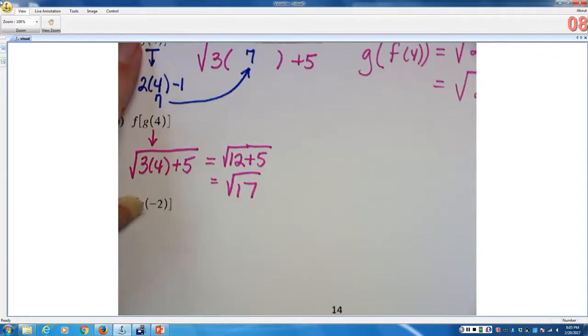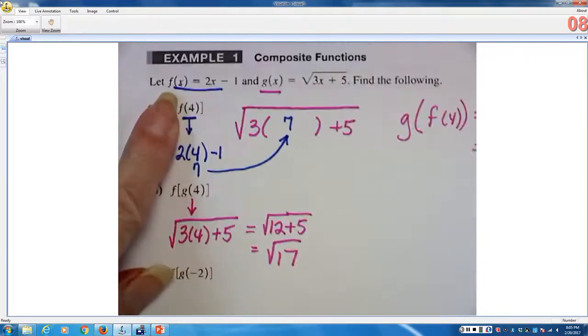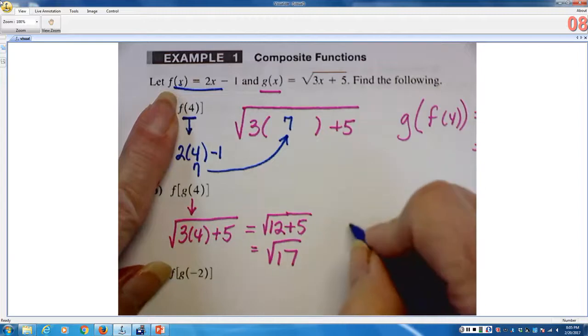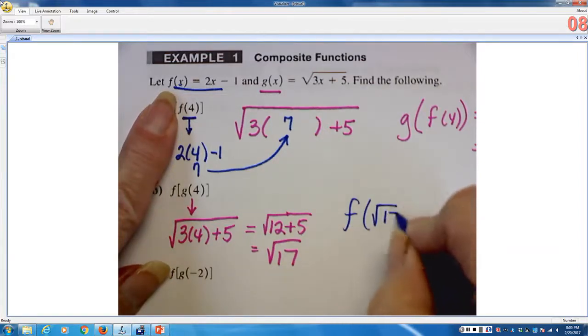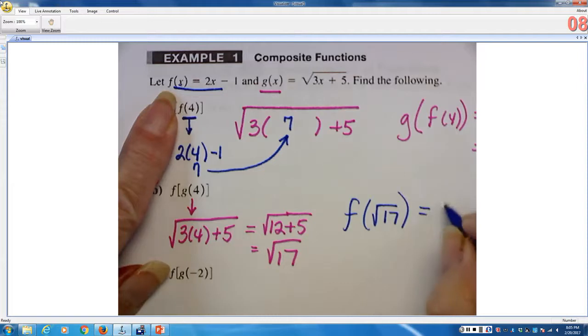And then what f does with it, if you go back up and look at f's rule, f is going to take the square root of 17, and multiply the square root of 17 by 2, and subtract 1.